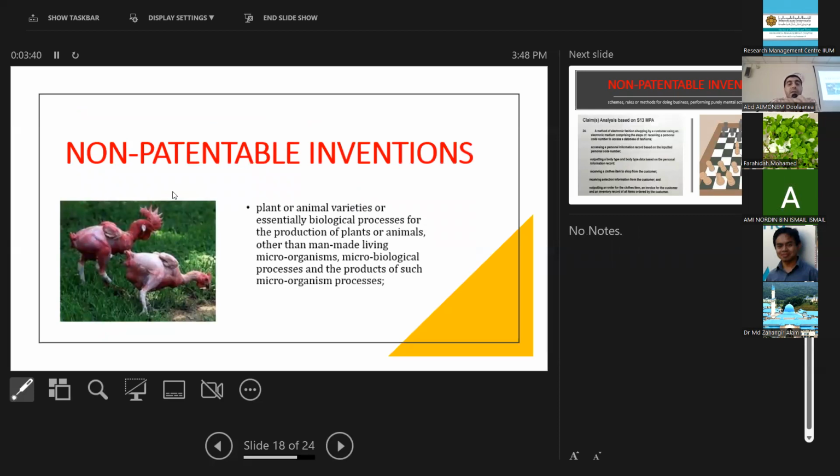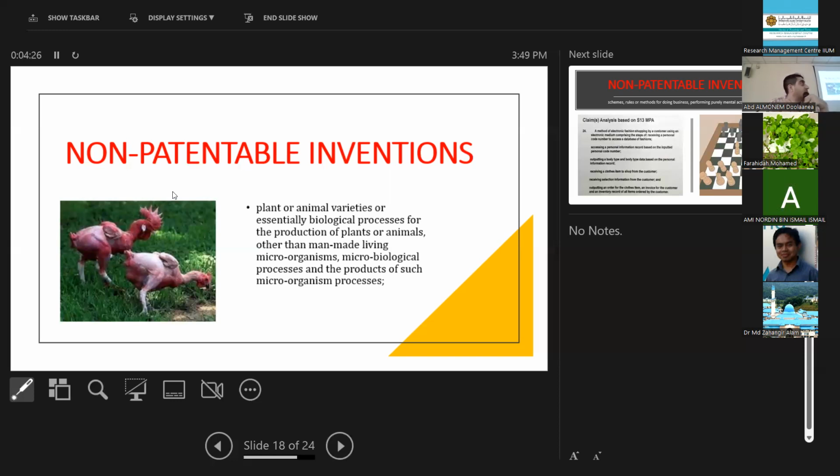Non-patentable inventions: plant or animal varieties or essentially biological processes for the production of plants or animals, other than man-made living microorganisms, microbiological processes, and products of such microorganisms. This one differs between Malaysia and other countries. I think in the US it's allowed because in the US basically they say anything under the sun can be patented. They can allow patenting of anything, but this one also somehow touches the religious part because we are not allowed to modify the creatures, is it? So this is why Malaysia doesn't allow such patents.